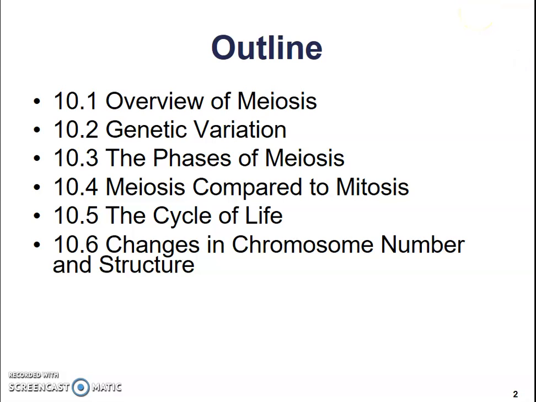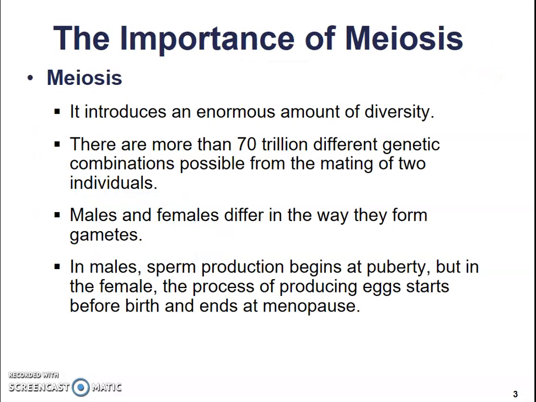In this video, we're going to do an overview of meiosis in section 2, some genetic variation, 3 phases of meiosis, 4, meiosis compared to mitosis, 5, the cycle of life, and 6, how changes in the chromosome number or the structure affect living things. So let's just dive right in.